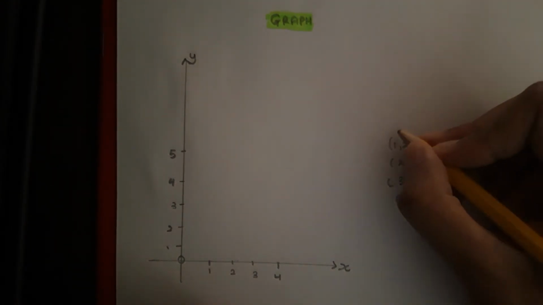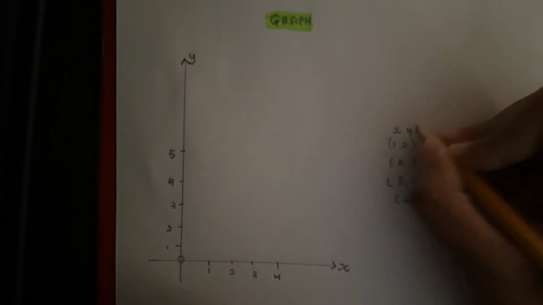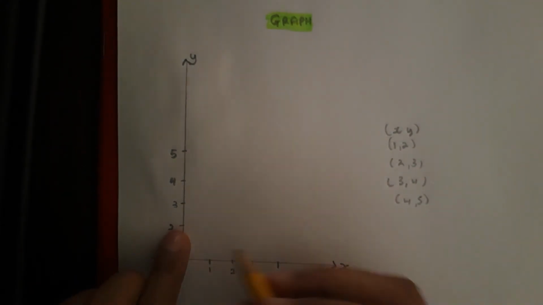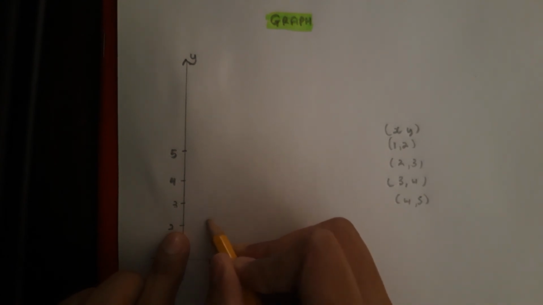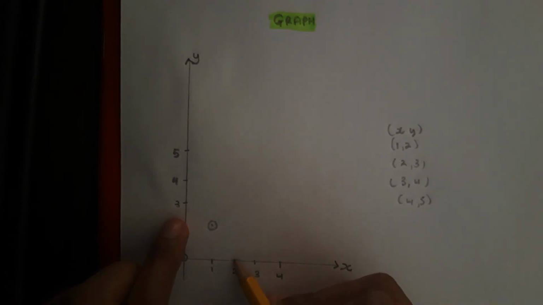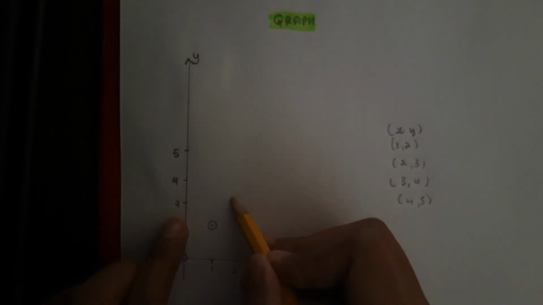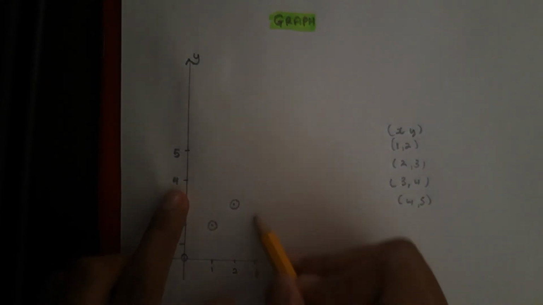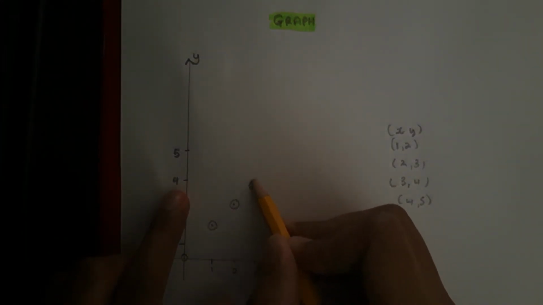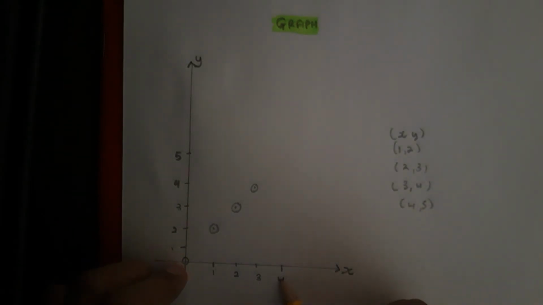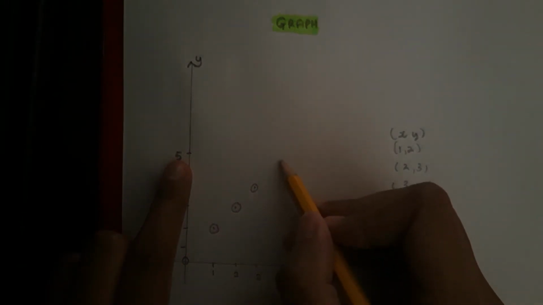This is what we're going to plot on the graph. So remember, your first value is your x, your second is your y. So 1, 2, it's 1 on the x, 2 on the y. That point should be there. Similarly, 2, 3, 2 on the x, 3 on the y, will be right there. 3, 4, 3 on the x, 4 on the y, takes us right there. And finally 4, 5, 4 on the x, 5 on the y, right about there.